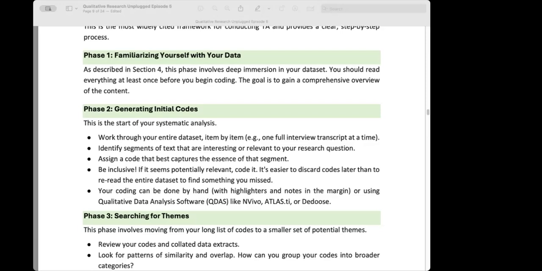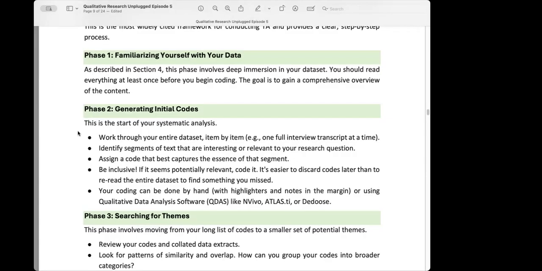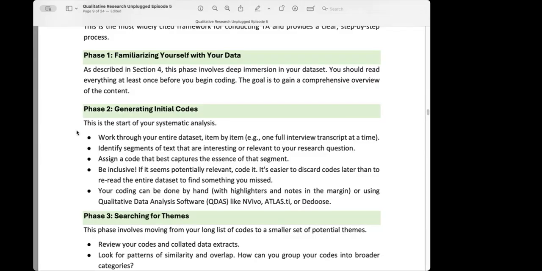Phase 1, familiarizing yourself with your data. As we discussed earlier, this is the deep immersion stage. It's foundational. Before you even think about assigning labels or codes, you must read everything, every transcript, every piece of data multiple times. The goal here is to gain a comprehensive, holistic overview of the content. You're trying to absorb the entire narrative, the emotional tone, the general patterns, the contradictions, the nuances, without yet formalizing them into codes. It's really about building an intuitive feel for the data first. So resist the urge to code immediately, just read and absorb.